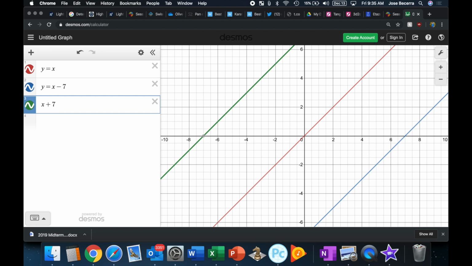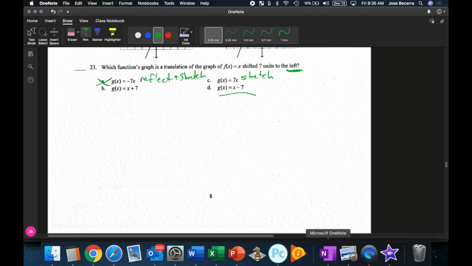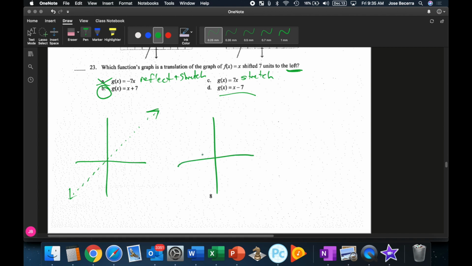Wait, so is it D? Wait, but why does it move the graph down? Because, remember guys, you have a graph, and it goes like this. This graph is infinite. If I go ahead and move it up, all these points move up.